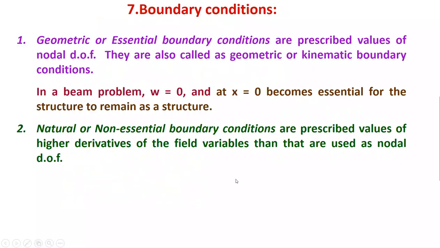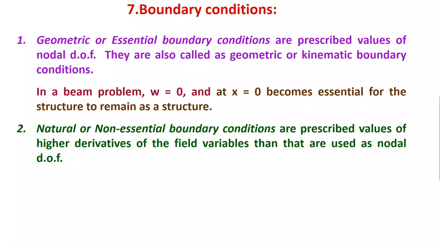Next we will move to the boundary conditions: the geometry or essential boundary conditions. Geometry conditions or essential boundary conditions are prescribed values for nodal deformations. They are also called geometric or kinematic boundary conditions. With geometry or essential boundary conditions, the displacement values are applied at the nodes based on the degrees of freedom. We are going to constrain the degrees of freedom, either a single degree of freedom or multiple degrees of freedom.